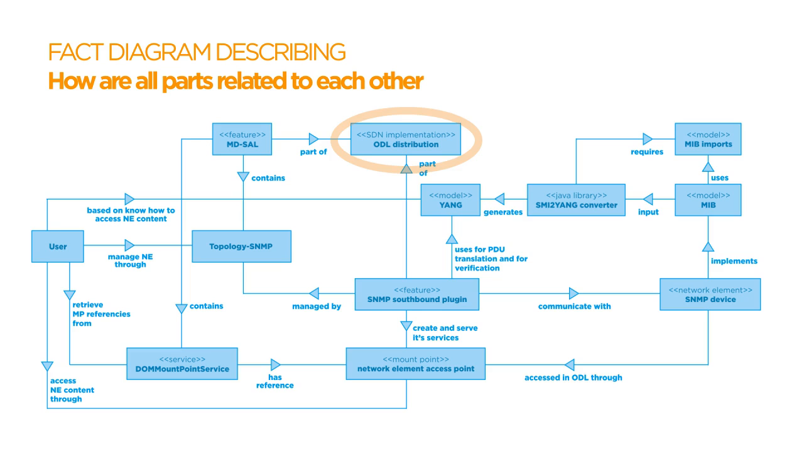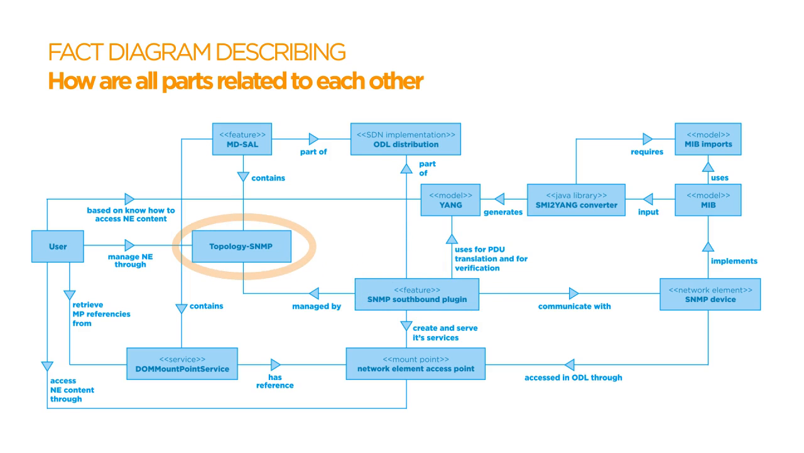On the top, we have an ODL distribution comprised of a set of features that cooperate and communicate together. MD-SAL, providing a variety of services, is one of those features. Also, there's our SNMP Southbound plugin, which can be used as a feature or as an ordinary application. Southbound is a generic term indicating that a feature communicates with physical devices. In our case, any SNMP-capable network elements.